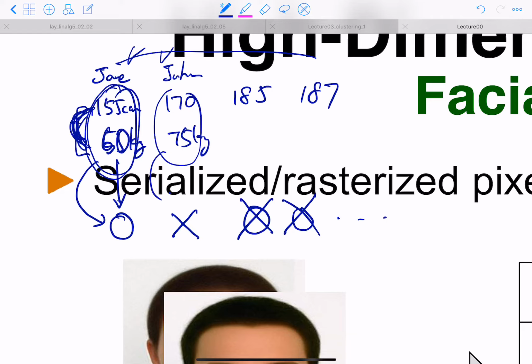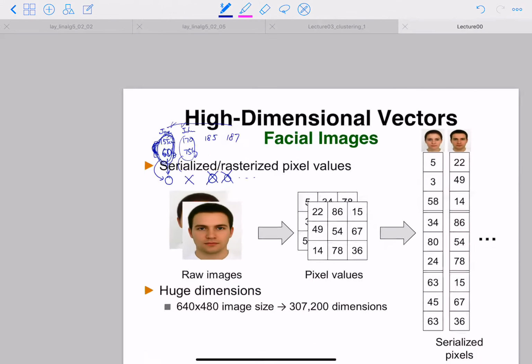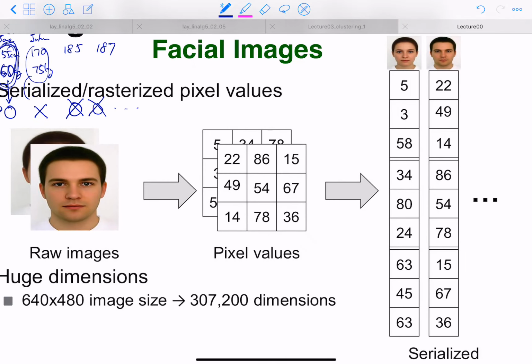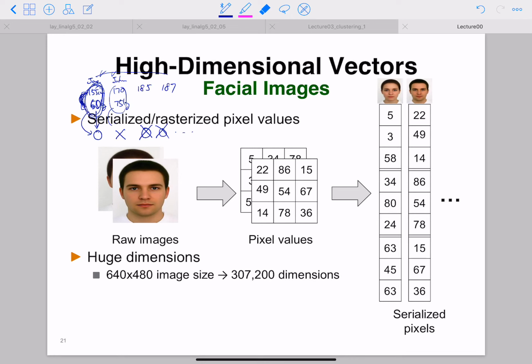But anyways, these are input information, and these are the input feature vector. So this is like a height and weight and maybe blood types, and this guy has an age and so on. So these are considered as feature vectors.